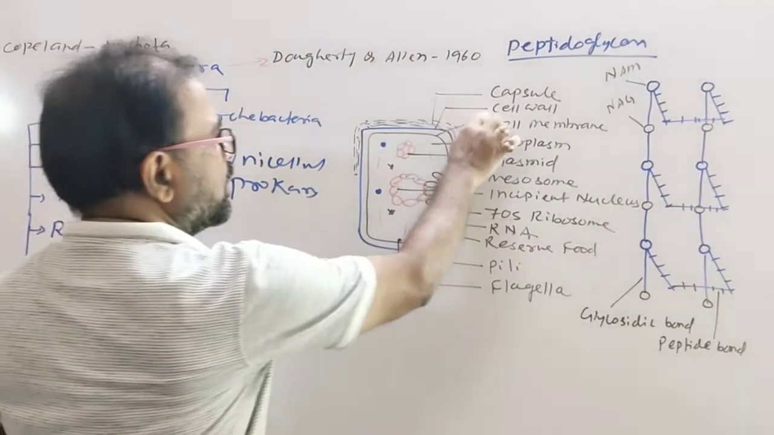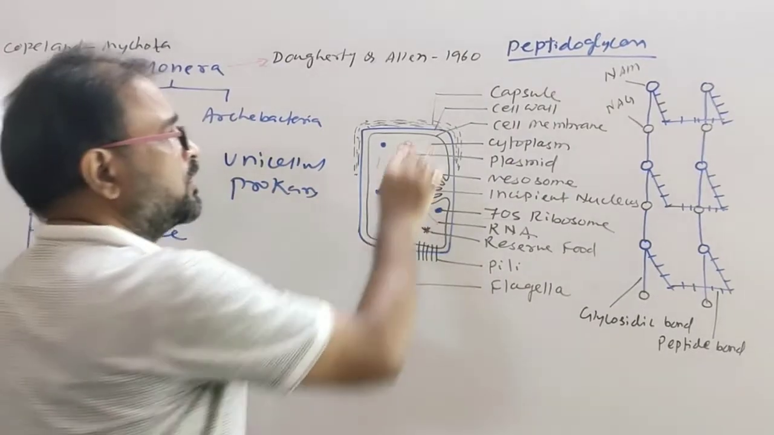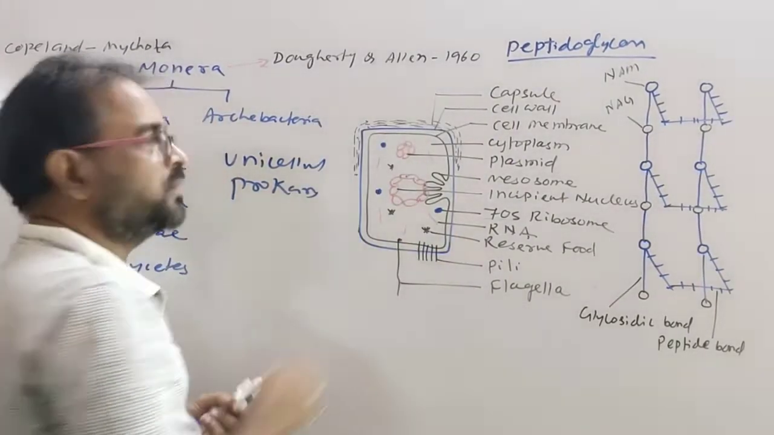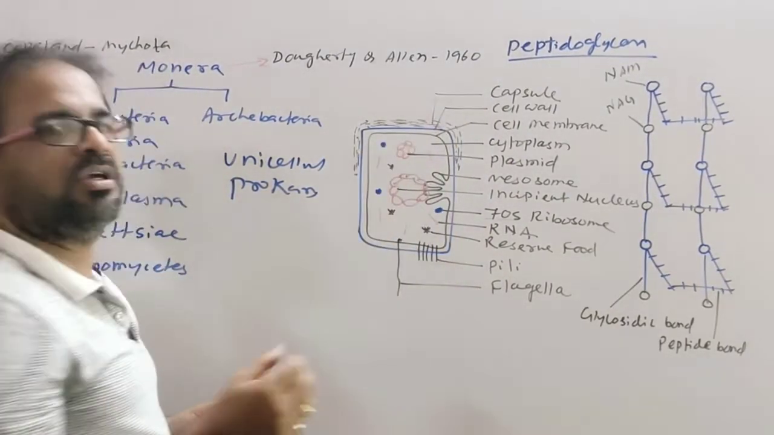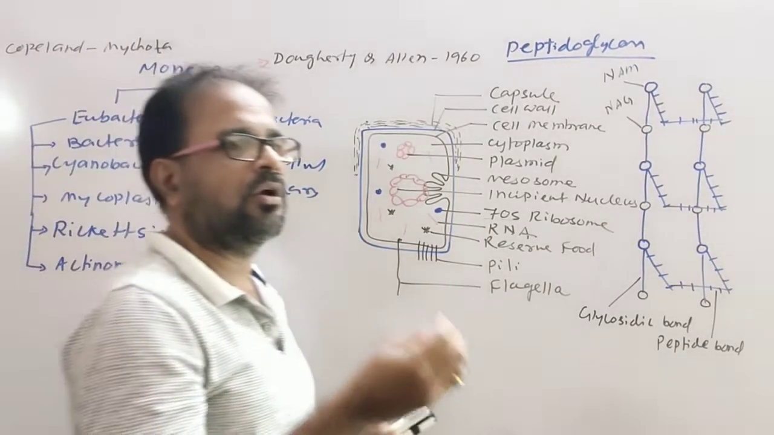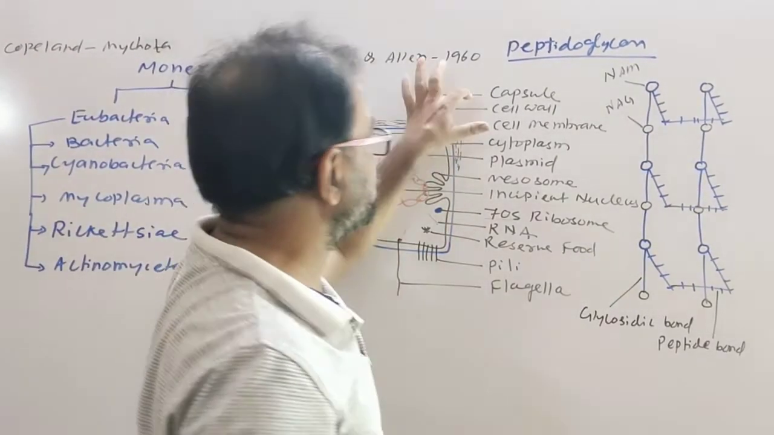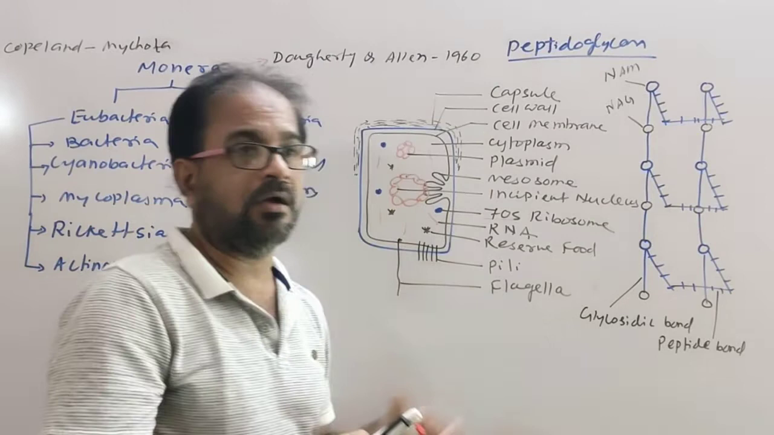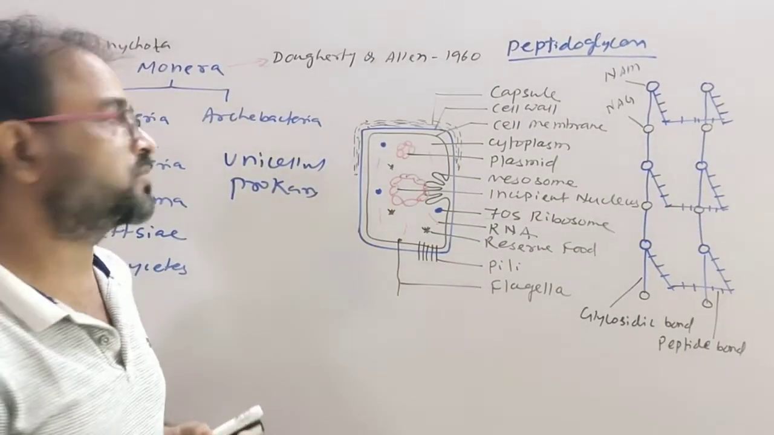Above the cell wall, in a few bacteria, a capsule is present. The capsule may be thick or thin. These are the microcapsule or macrocapsule. The capsule gives protection to the bacteria from adverse conditions.